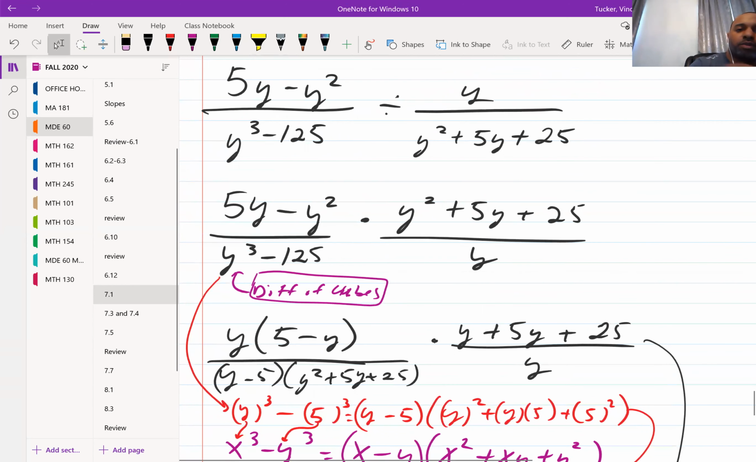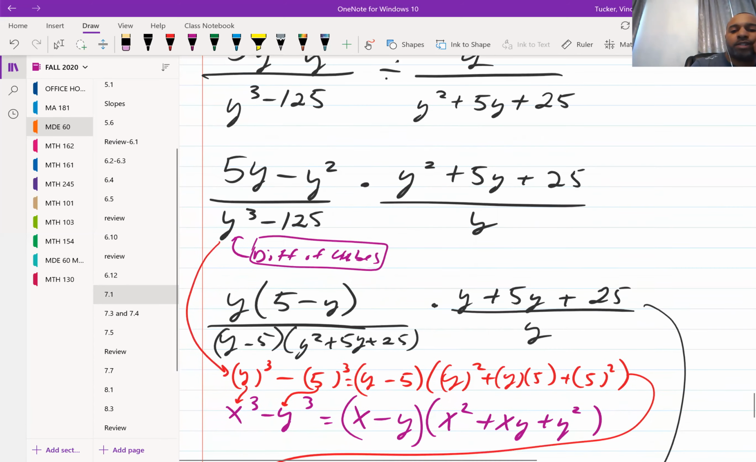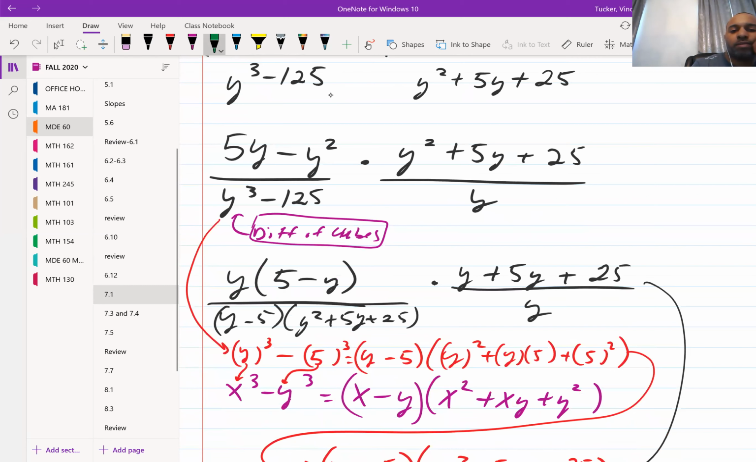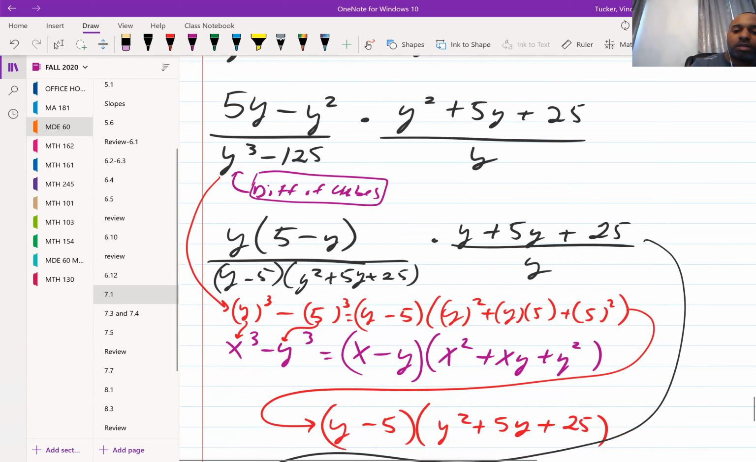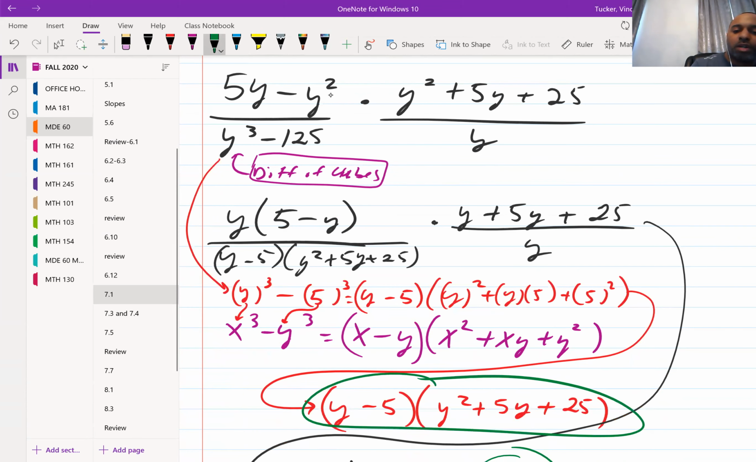All right, so in the first one, I just factored out y. So that leaves me with 5 minus y in the parentheses. Now this next one, we want to be careful. This denominator is a difference of cubes. We talked about that last class when you have your formula. So y cubed is y cubed, but 125 is 5 cubed. So we were able to put it in this formula right here in the purple, in which the result is y minus 5 times y squared plus 5y plus 25.